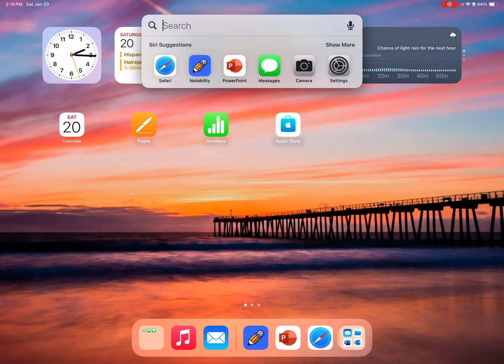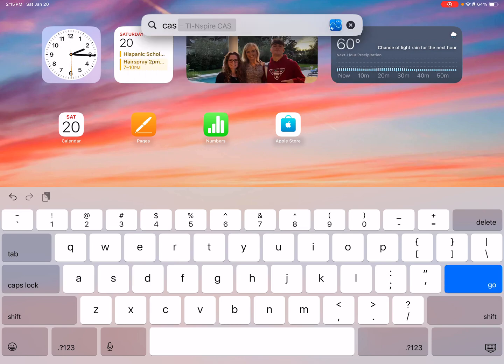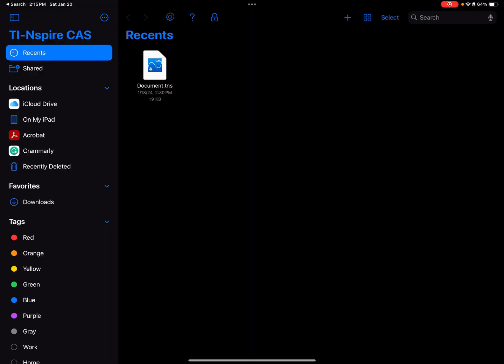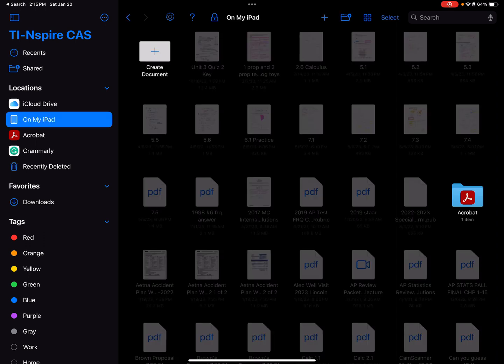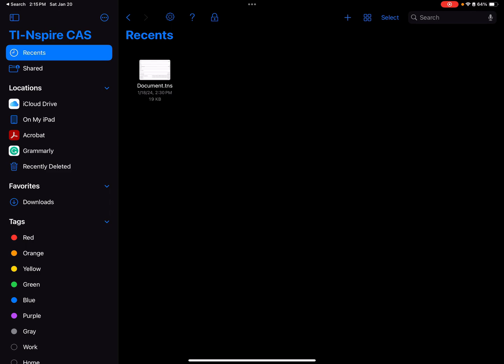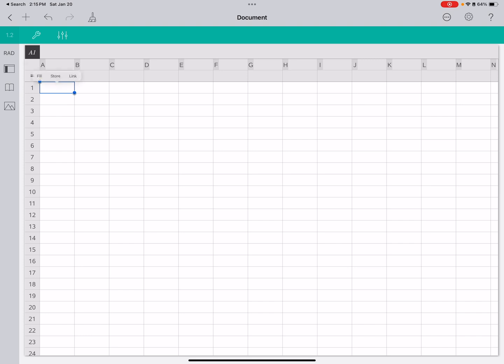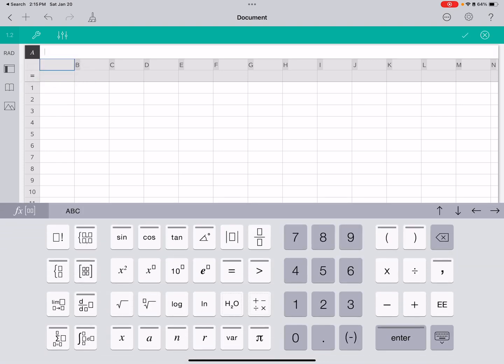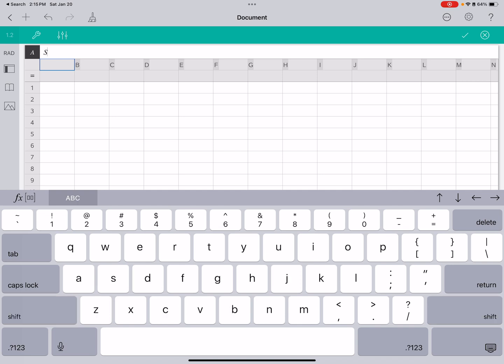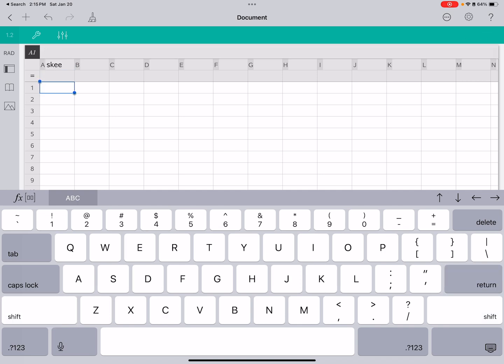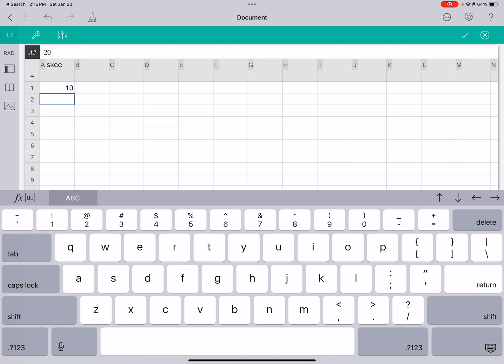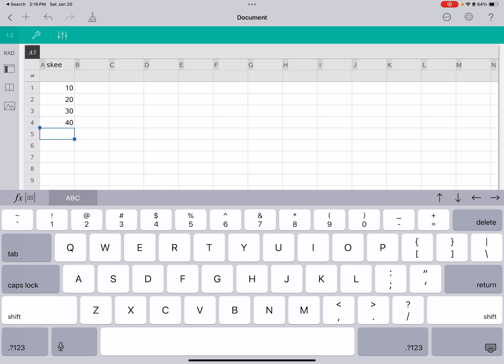All right, let's put it here. So you're going to open up a spreadsheet. I'm going to go ahead and put this as my X values, which I'll just label as skee ball. I'm going to put, of course, I can get from 10 to 50. So 10, 20, 30, 40, and 50. And then this next one is my probability. So I have to label it.